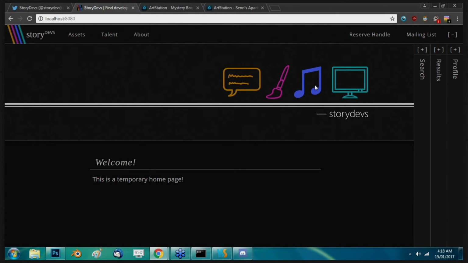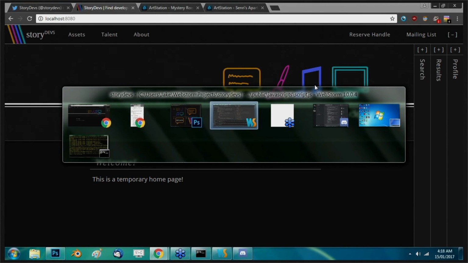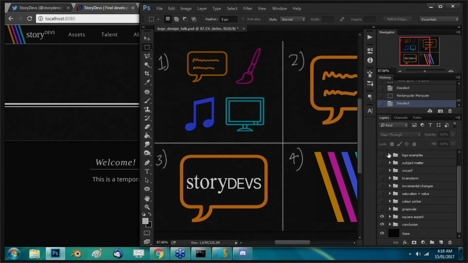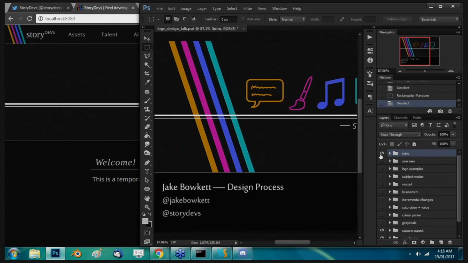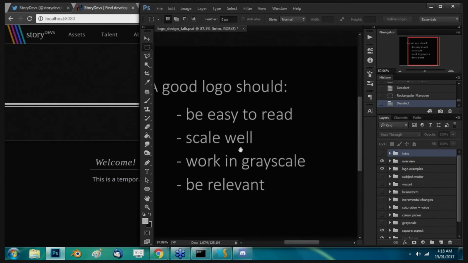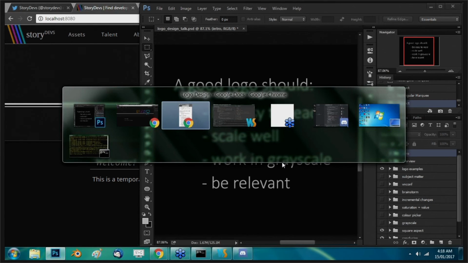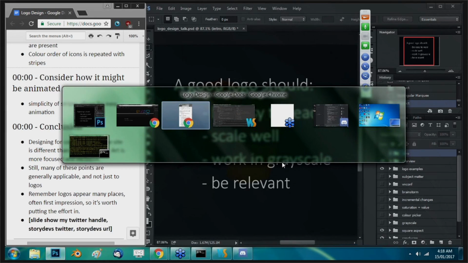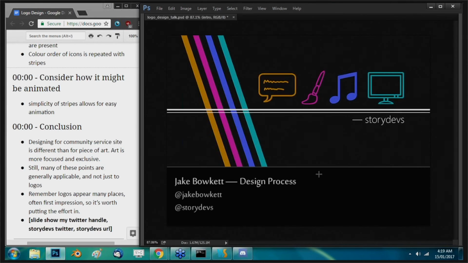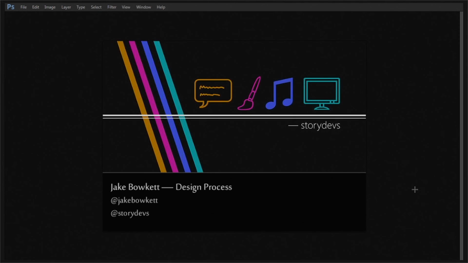So let's go back and restate those original points. Where are they? Here. Your logo should be easy to read, should scale well, should work in grayscale, and it should be relevant. So that's it, I think. I'll just show this again. Make it big. There's my Twitter handle. There's my StoryDevs handle. And thanks.